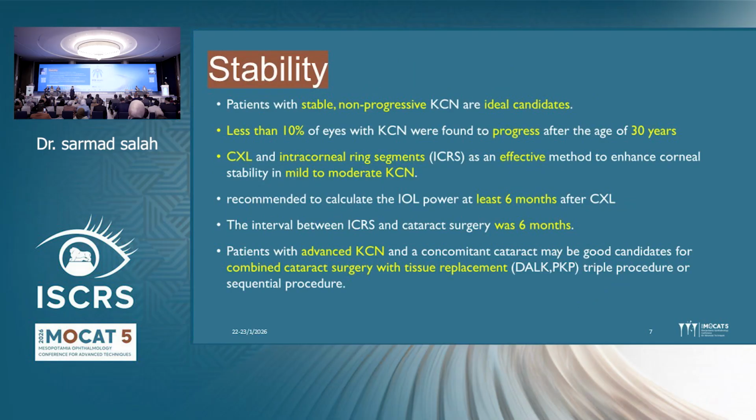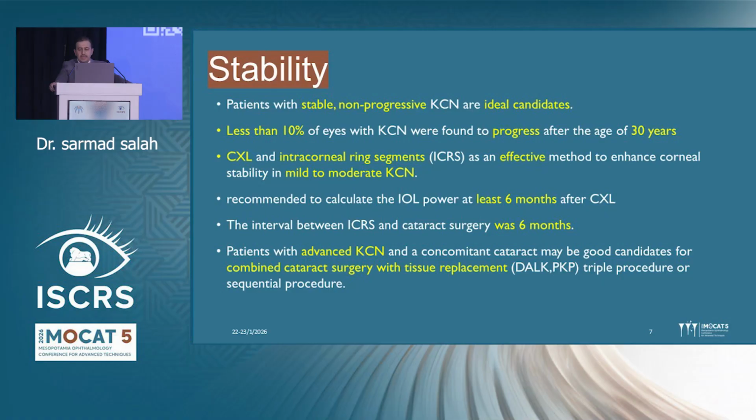So, a stable, non-progressive cornea is an ideal candidate for cataract surgery, which is mostly done in old age. However, it's important to know that less than 10% of keratoconus progress even after the age of 30. For unstable cornea, we are armed with effective methods to enhance corneal stability like cross-linking and intracorneal ring segments. We recommend waiting at least 6 months after this procedure to do IOL biometry to ensure corneal stability and to get more accurate results. Patients with advanced keratoconus may benefit from combined cataract and corneal tissue surgery as a triple or sequential procedure.